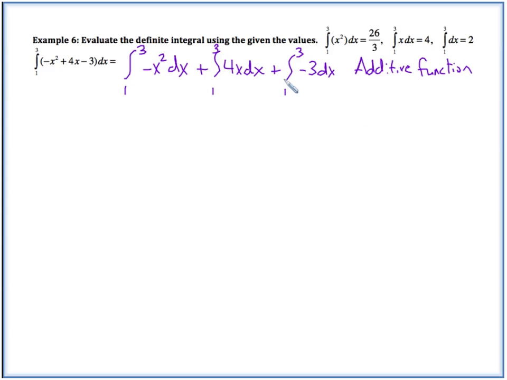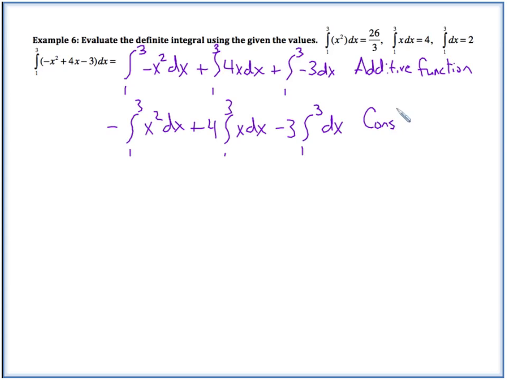Okay, so now that we've split these up, we can go ahead and take out our constant multiples. So this has a negative, so we're going to pull that out right here. And then here we have a 4, so we're going to pull the 4 out. And then here we're going to pull out a -3. So this is the constant multiple property.